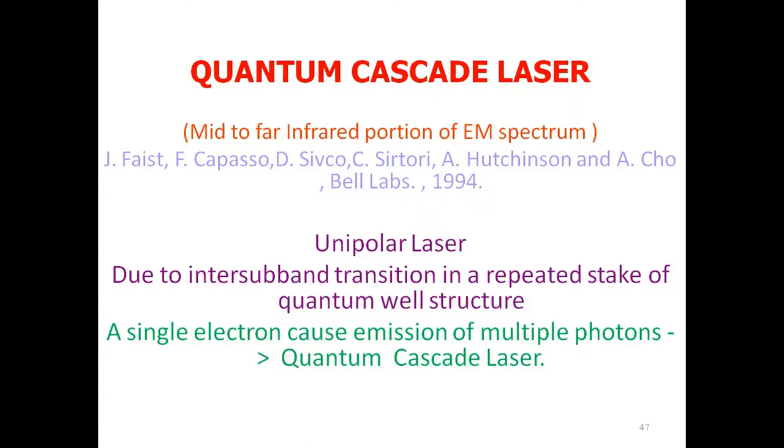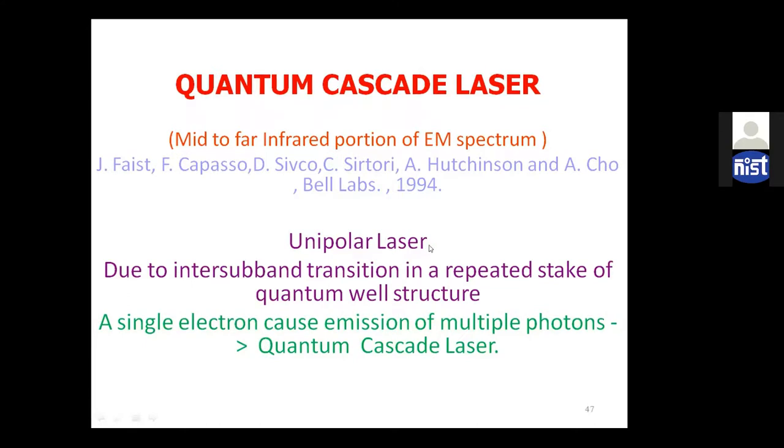And unlike the previous one, this QCL is a unipolar laser. Unipolar laser means instead of valence band and conduction band, we can take only the conduction band and get a lasing phenomenon. This is due to inter-subband transition in a repeated stack of quantum well structure, and we can get QCL. So a single electron can cause emission of multiple photons. That means the efficiency is quite large.